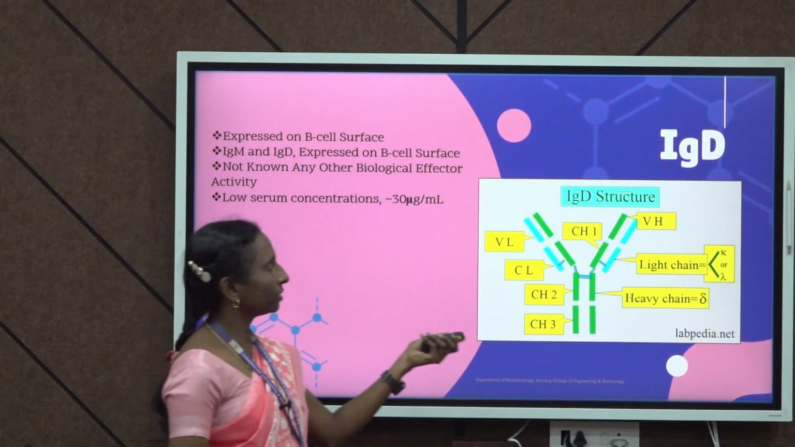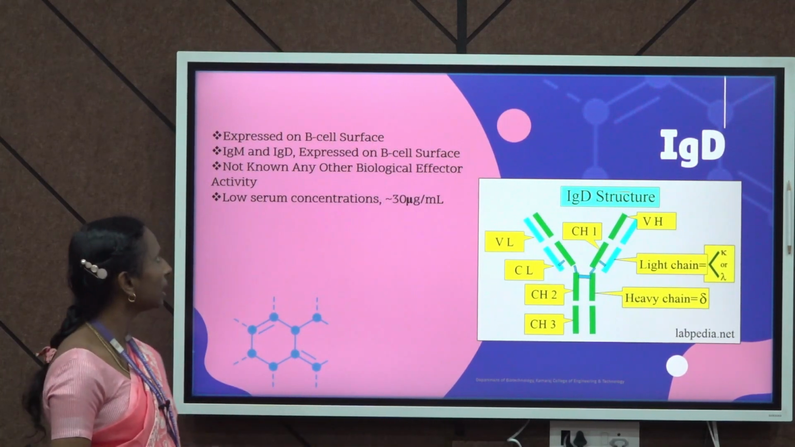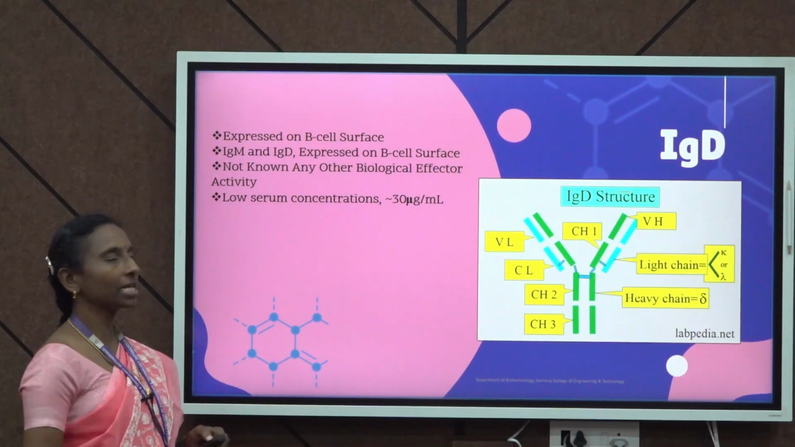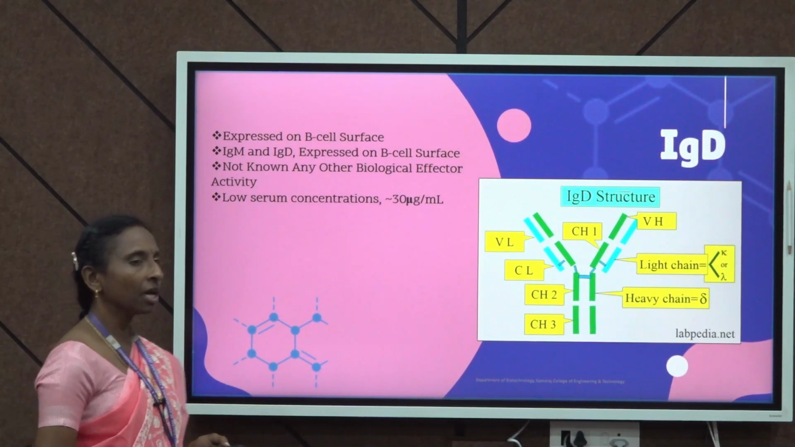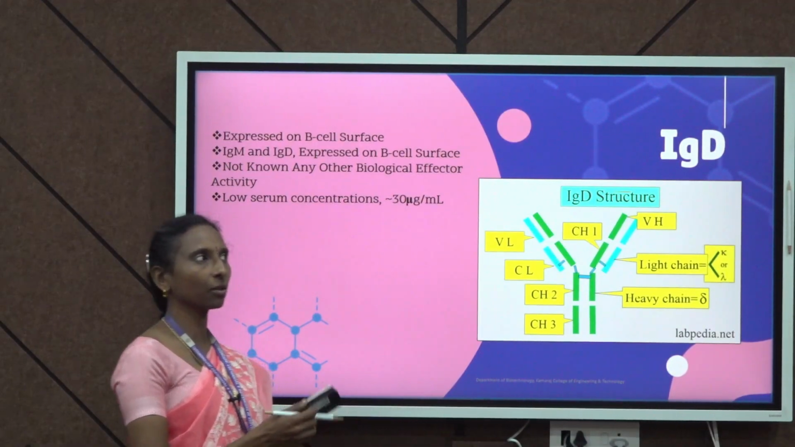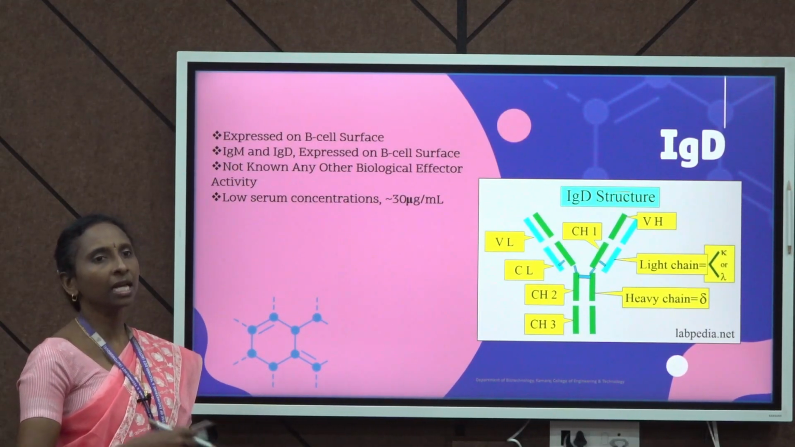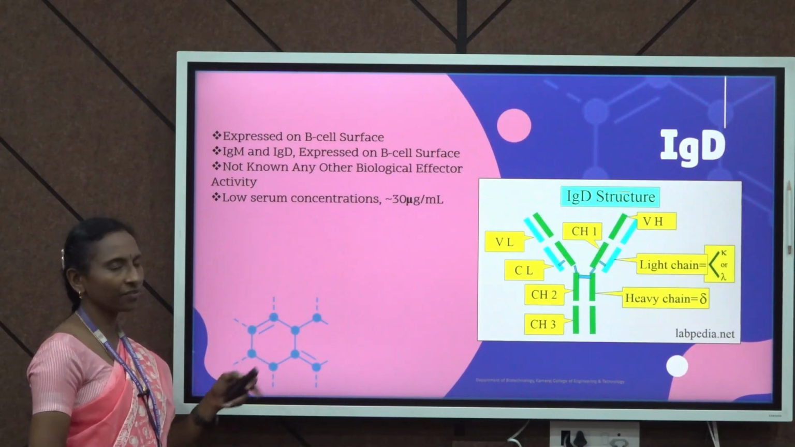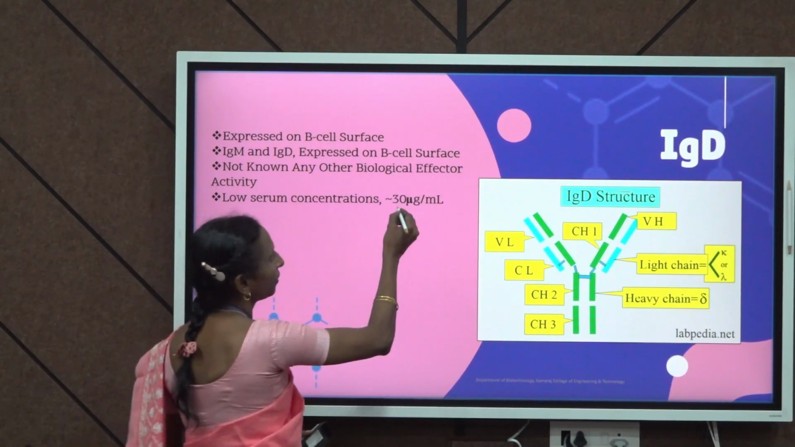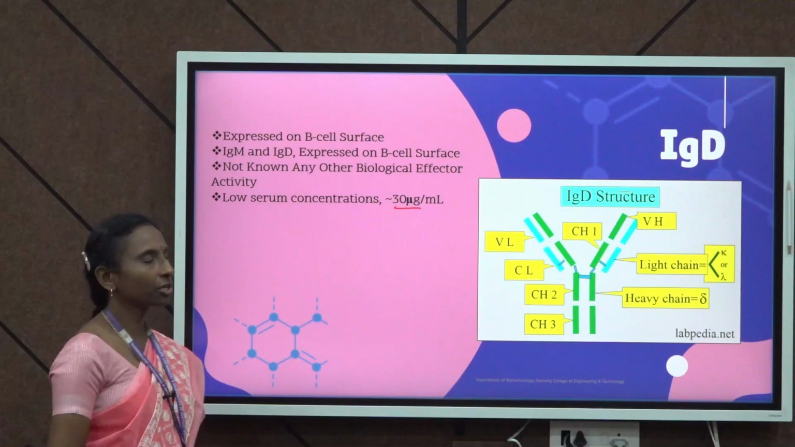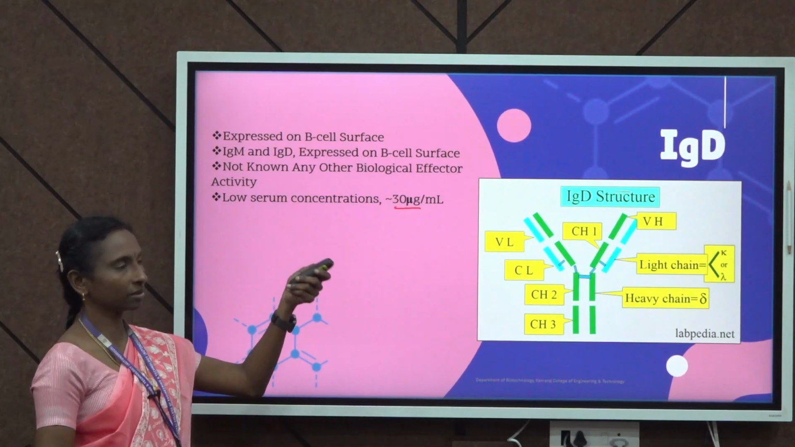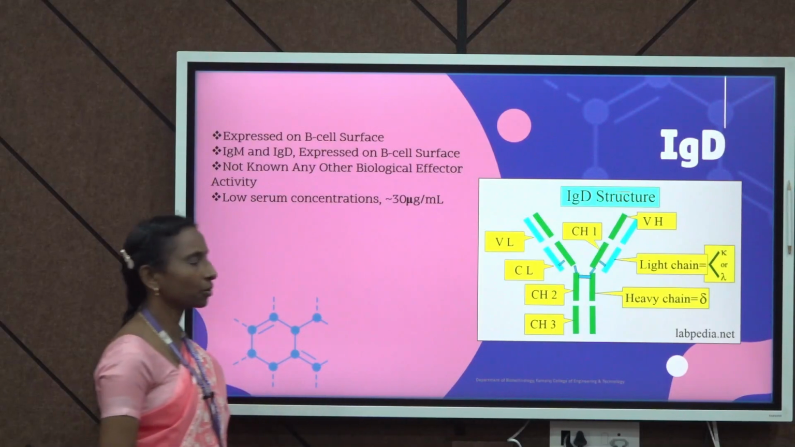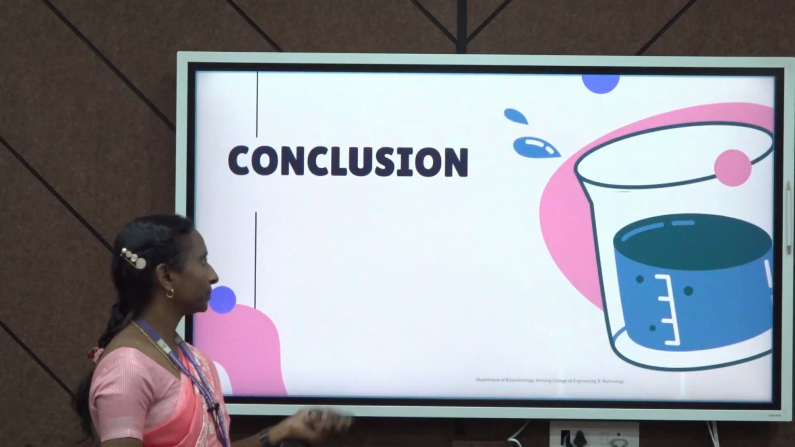And the final one is IgD, which is usually expressed on the B cell surface, along with IgM. These are usually involved in antigen processing and presentation also. They have a very low serum concentration when compared to the other antibodies, the concentration being 30 micrograms per ml.